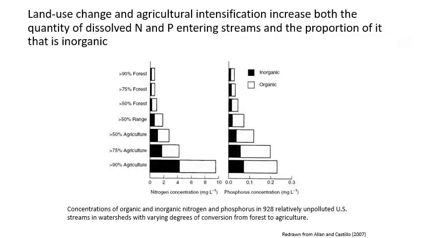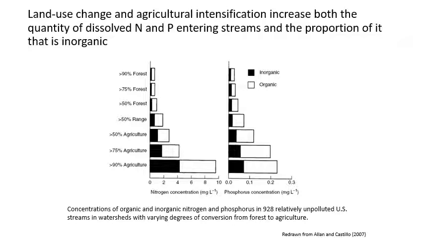This graph shows the concentration of nitrogen and phosphorus in the water in streams that run from ecosystems that are natural versus agricultural. So the left-hand graph is the nitrogen concentration, the right-hand graph is the phosphorus concentration. And they're recording the amount of inorganic and the amount of organic nitrogen and phosphorus. On the y-axis, they've classified the ecosystem in terms of how natural it is. At the top, you've got almost 90% natural ecosystem, and then it goes down to become more of a rangeland, starts to have 50% agriculture, and the very bottom bar is an ecosystem that has more than 90% agriculture.